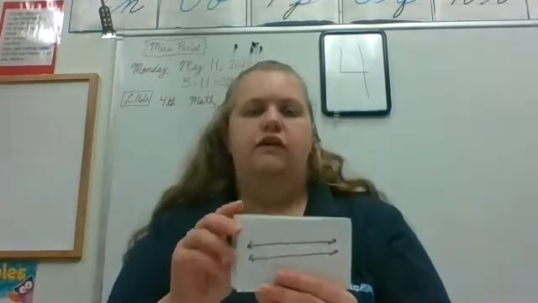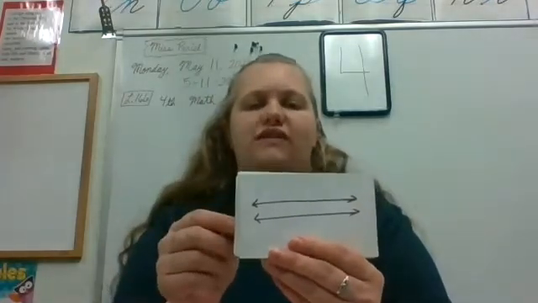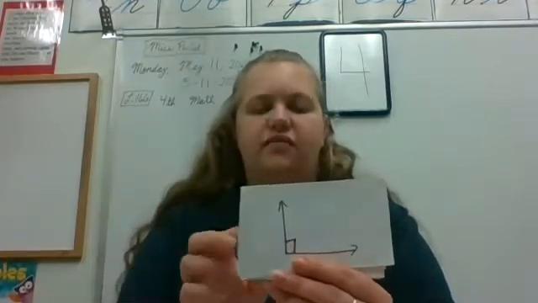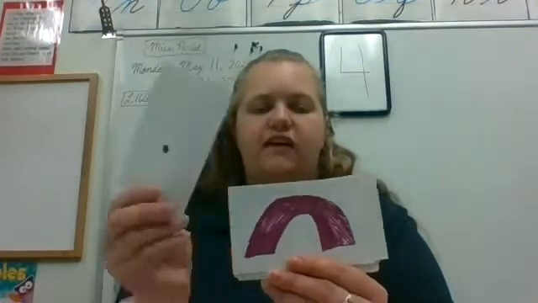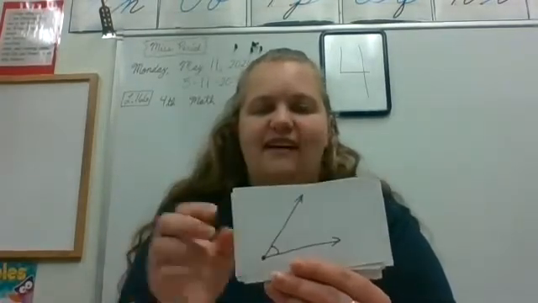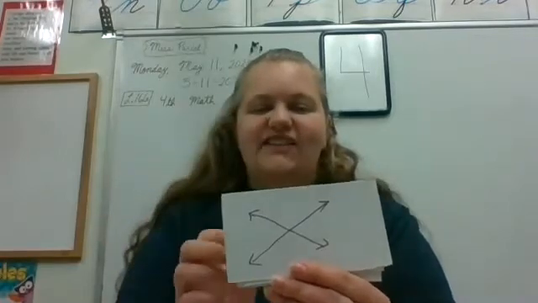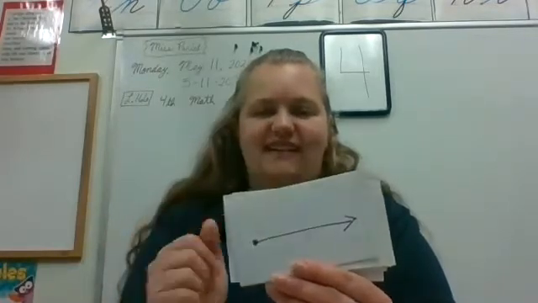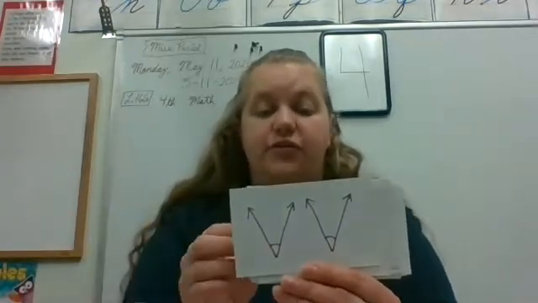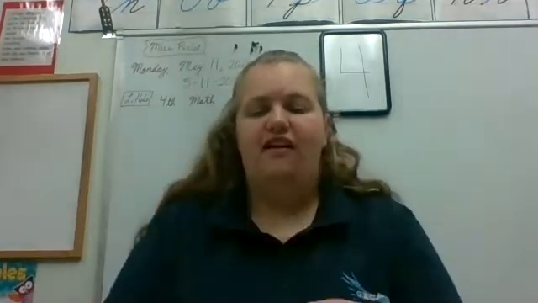Okay. What are these called? Parallel lines, and this line segment, perpendicular lines, right angle, simple closed figure, point, line, angle, intersecting lines, ray, polygon, congruent angles. We're back to parallel lines, very good.